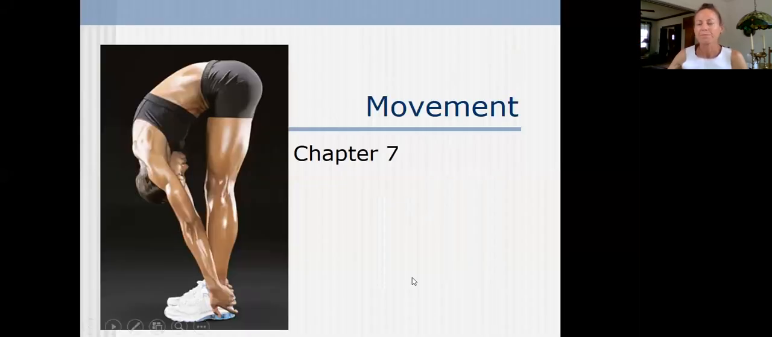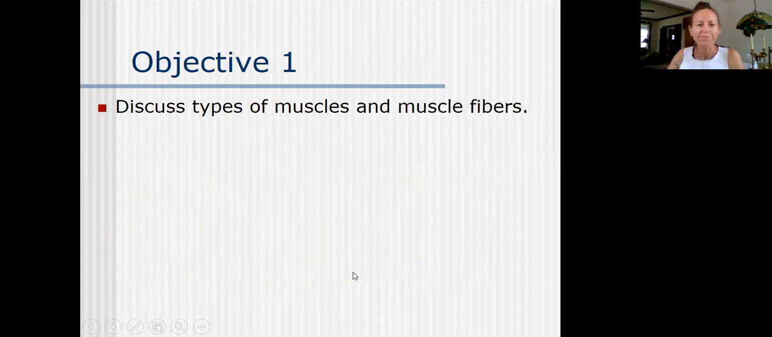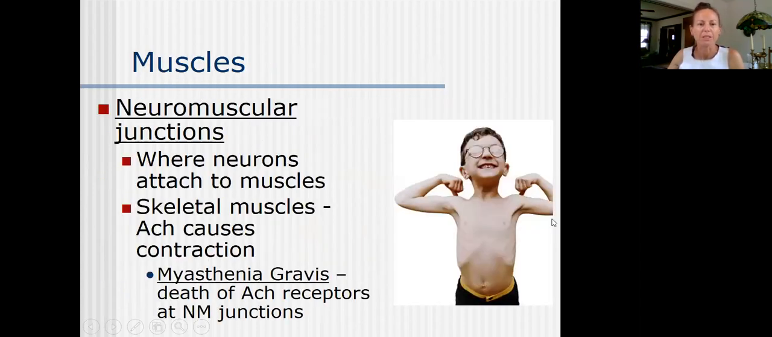Well, today, as I mentioned, we're talking about movement, chapter 7. We're going to start with discussing types of muscles and muscle fibers. Then we'll talk about proprioception today. So first, discussing types of muscles and muscle fibers.